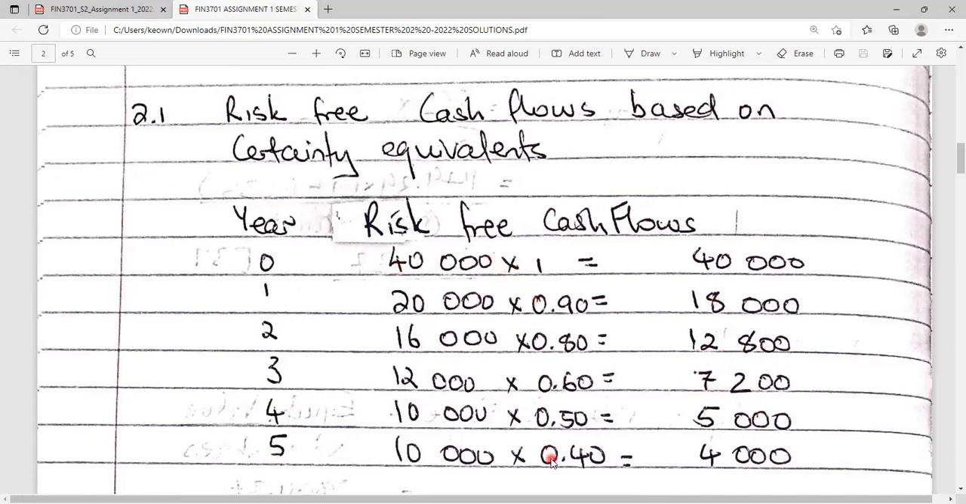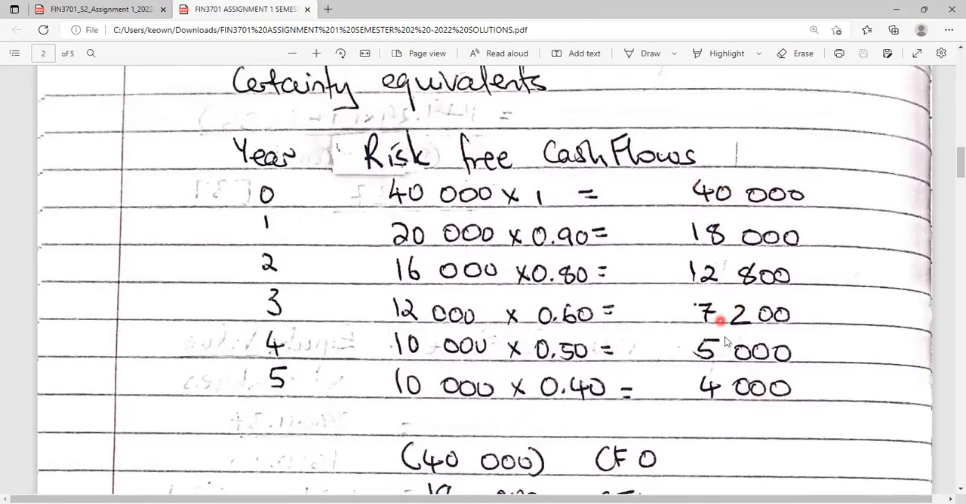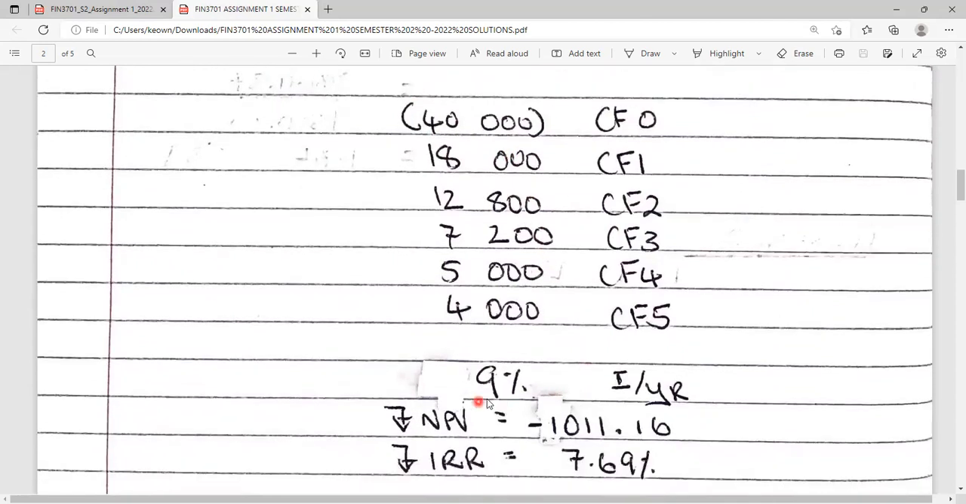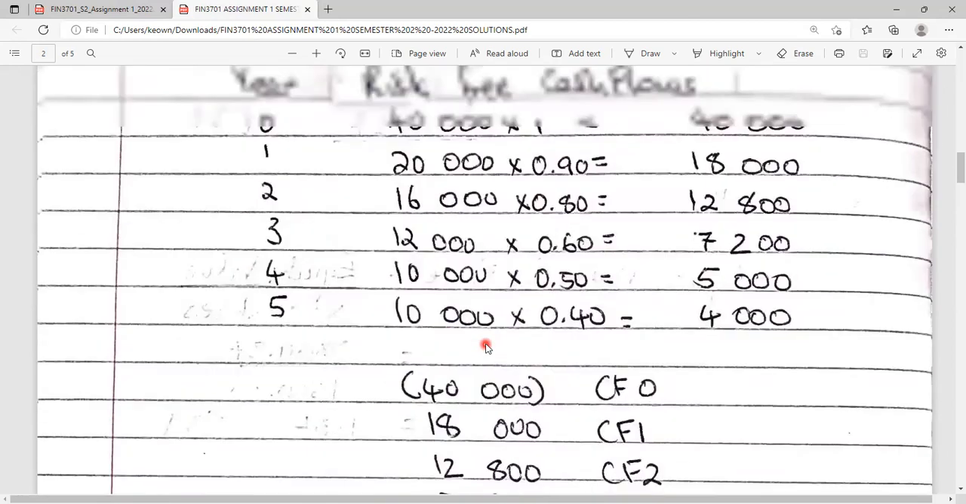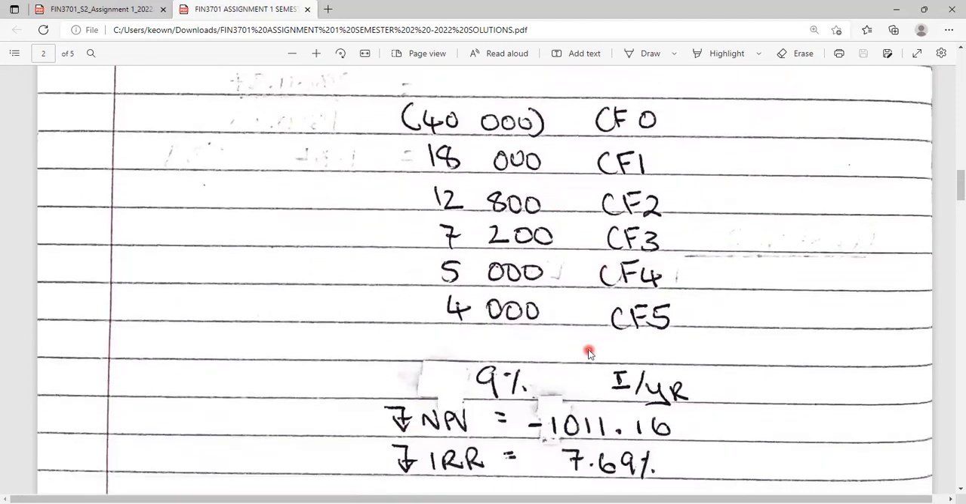So once we've removed the risk from these cash flows by multiplying by the certainty equivalent coefficient to get the riskless cash flows, we can then discount these cash flows without risk, these risk-free cash flows, using the risk-free rate. So that's important. The idea behind multiplying these cash flows with the certainty equivalent is to remove the risk associated with the cash flows. And once we've converted these cash flows into risk-free cash flows, we can then discount them using our risk-free rate. So that's an important lesson.